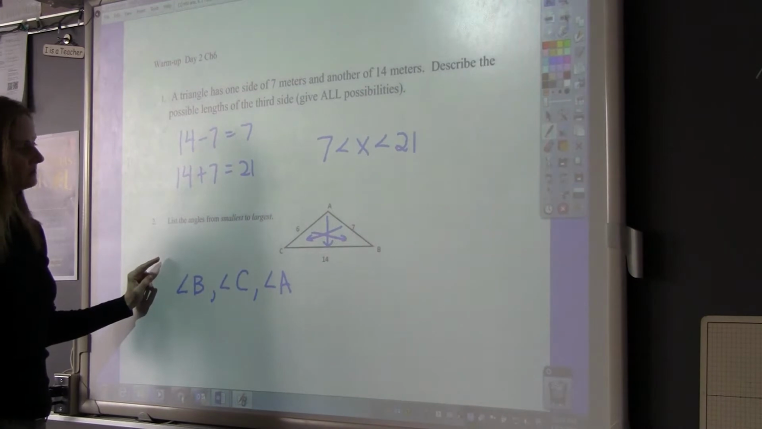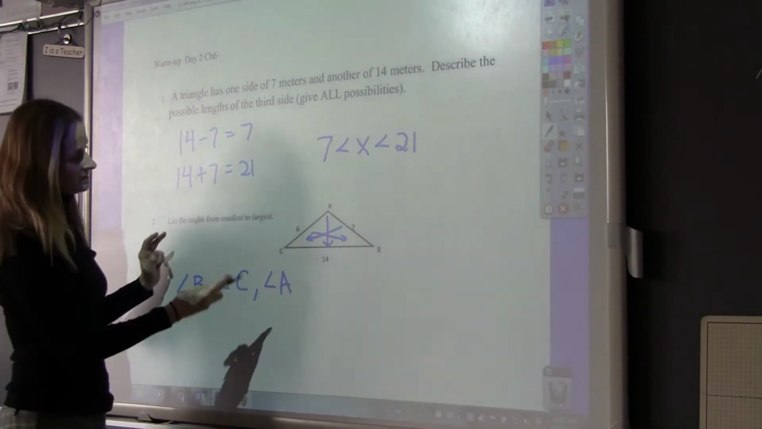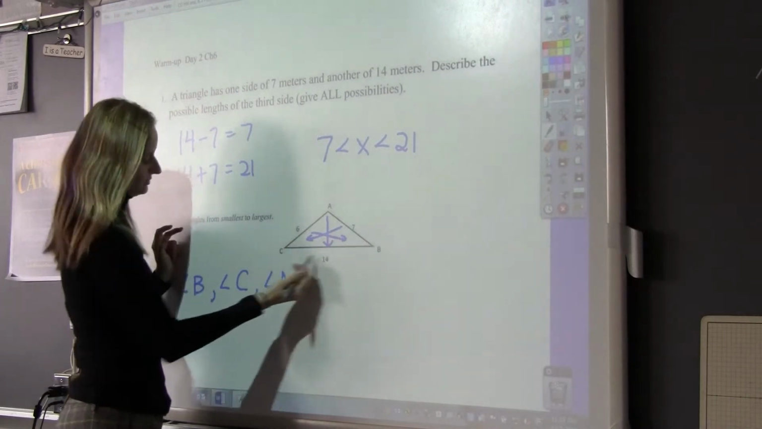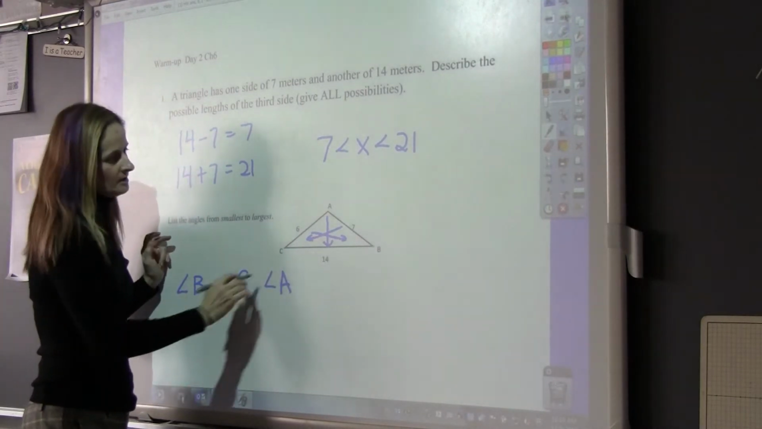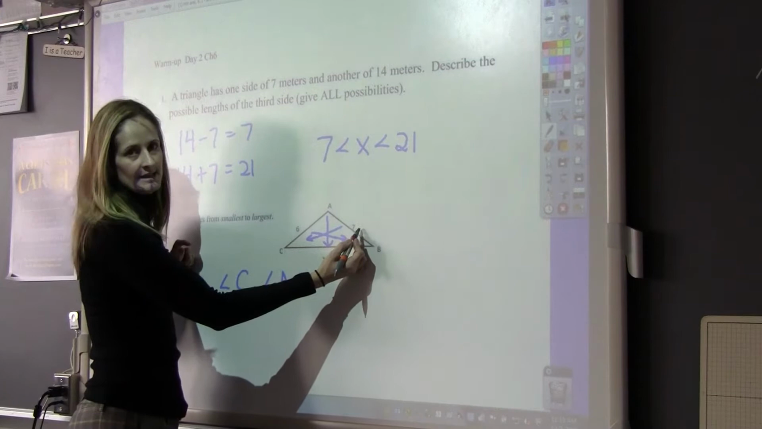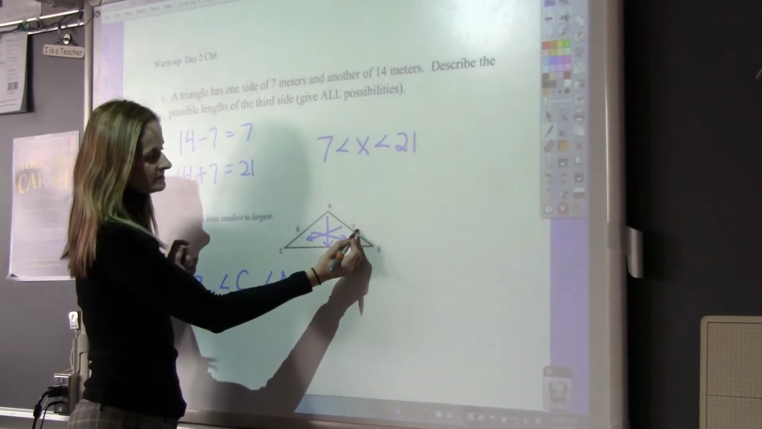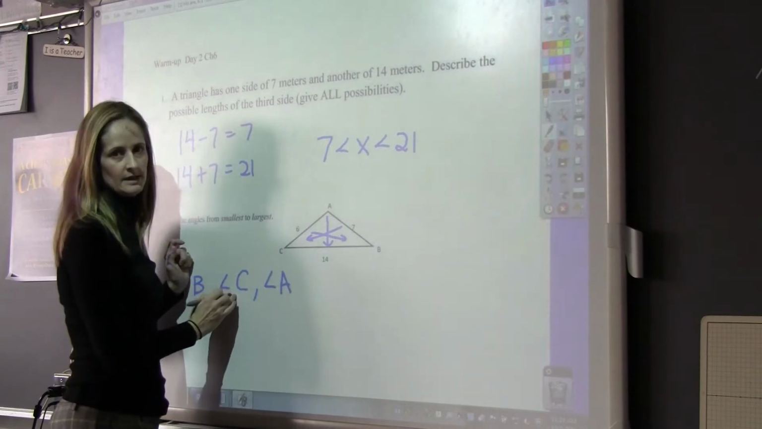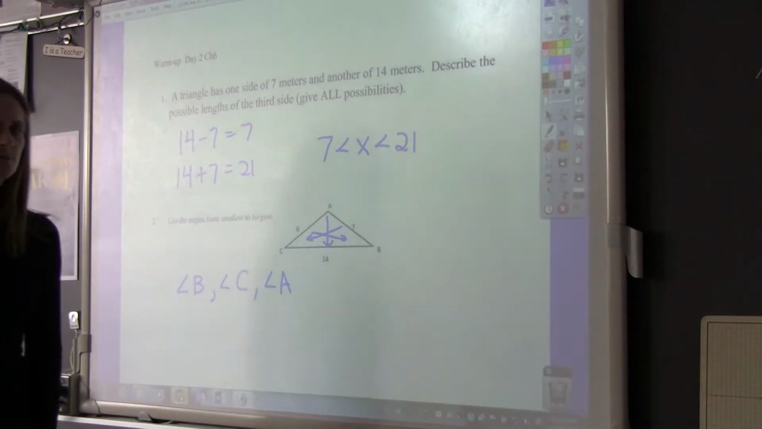To list all the angles from the smallest to the largest, the shortest side is across from the smallest angle, so angle B goes first. The next shortest side is 7, and angle C is across from side 7, so angle C is next. And there you go.